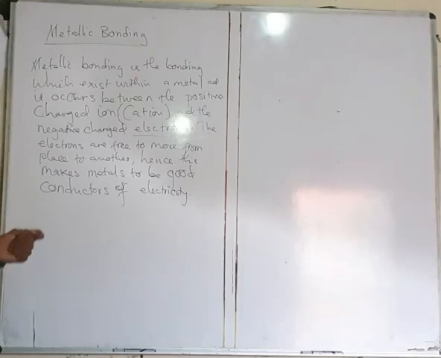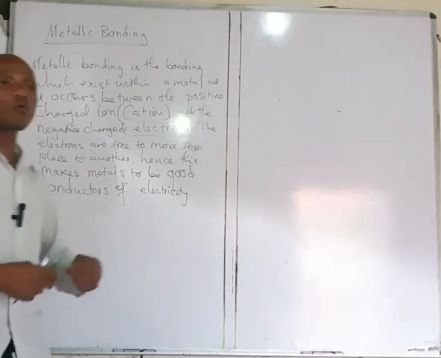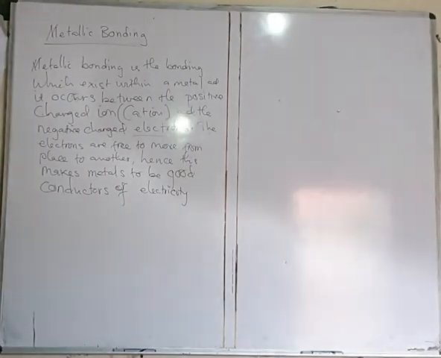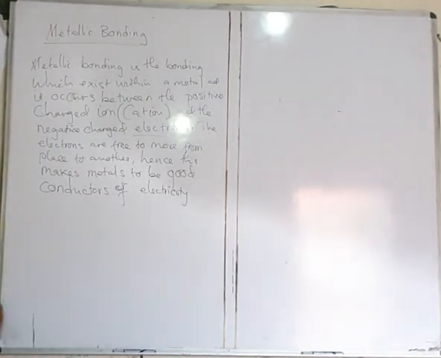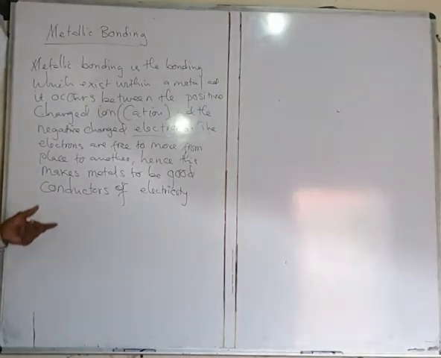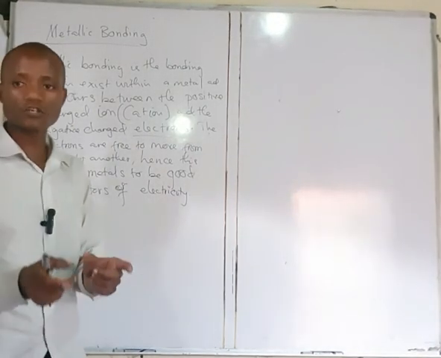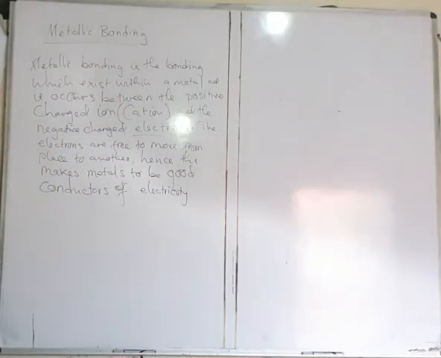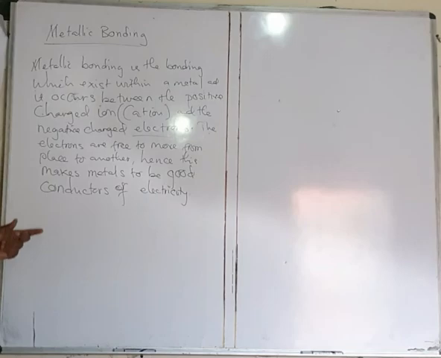So when they ask you to explain why metals are good conductors of electricity, or perhaps they specify a certain metal like copper or aluminium, why is aluminium a good conductor of electricity? It is because of the delocalized electrons which have the ability to move from one place to another. This is the property which makes metals good conductors of electricity.